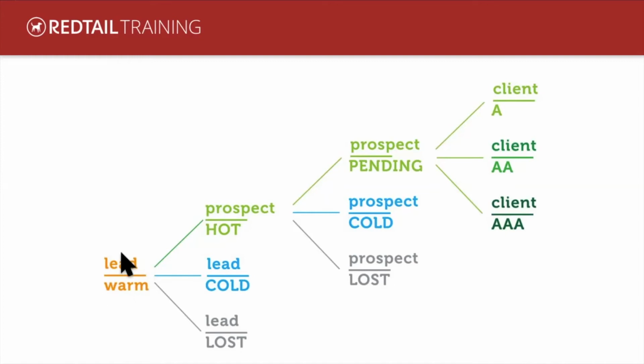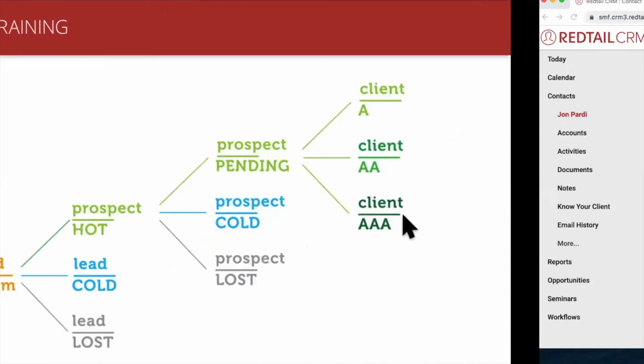Now, if we weren't able to get a hold of John, we might put him into lead cold, because we never received any information from him. We might follow up in a couple months to see if he's still interested. If John were to tell me, hey, Austin, I'm not interested in meeting with you at this time, I already have a financial advisor, I'm happy with my services, then we go ahead and enter him to lead lost. But since we've had a success, we're going to go ahead and put him under prospecting and hot.